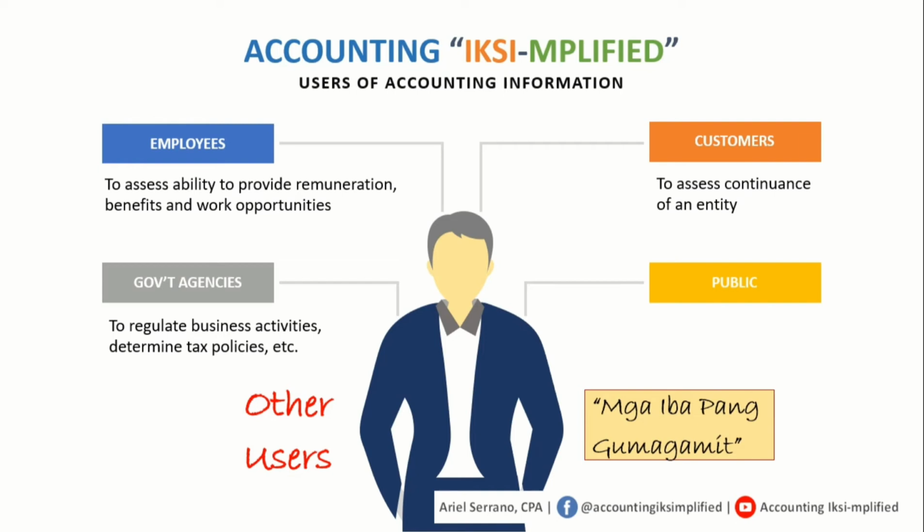So they regulate the business activities of these companies and determine tax policies. So they needed this accounting information to ensure that they are following the rules and regulations that are being implemented. For the last one, we have the public, and the public needed this accounting information to assess the contribution of that company in terms of the local economy.